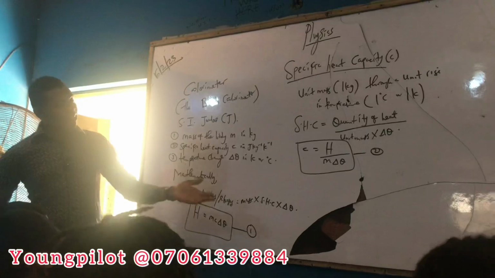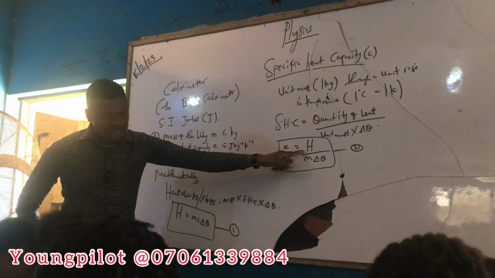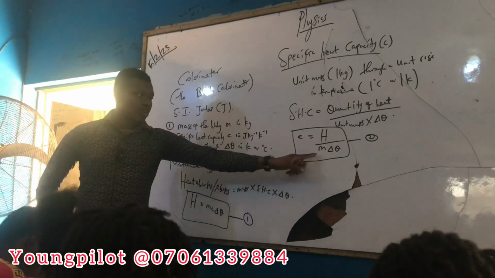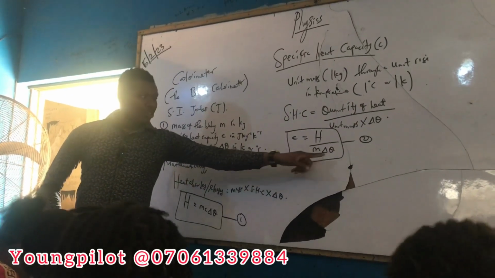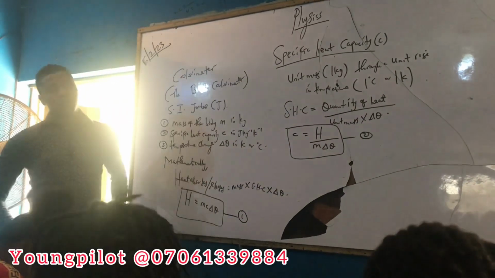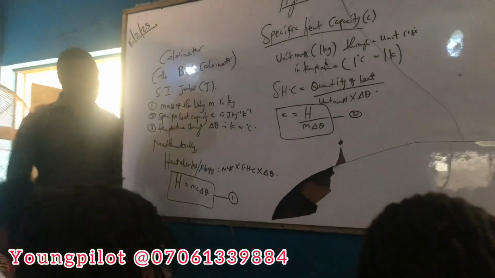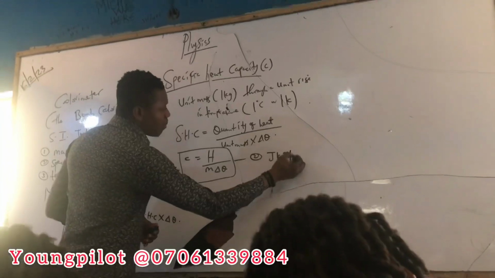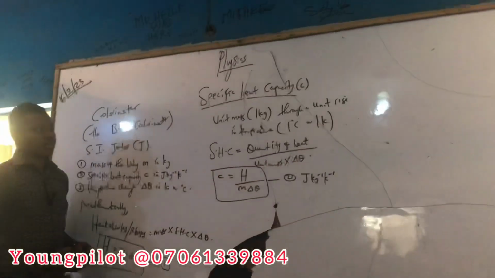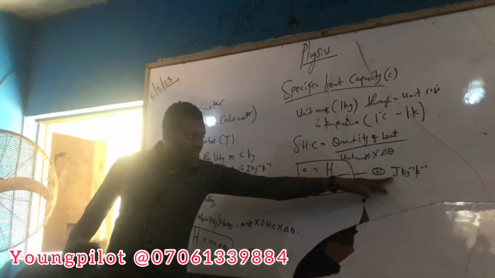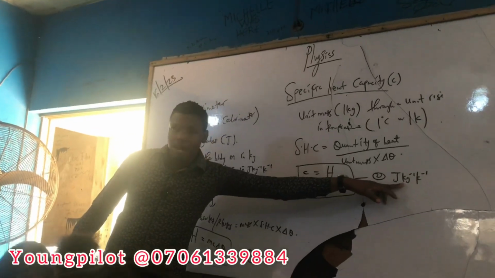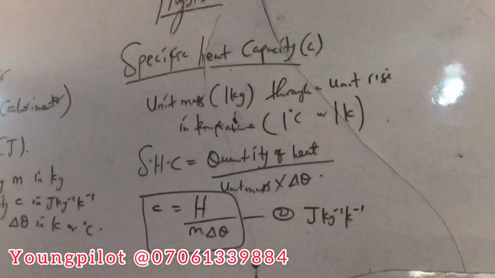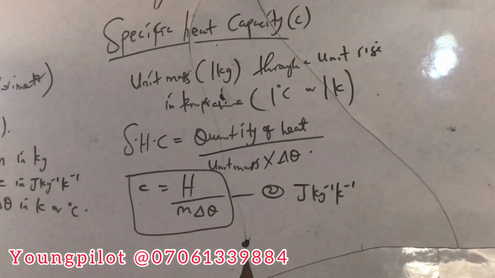So specific capacity is the quantity of heat, H, needed to raise a unit mass of that object per unit rise in temperature. And that was how we got the units: joules per kilogram per Kelvin. Joules for the heat, divided by kilogram for mass, divided by Kelvin for temperature. So that's the unit for specific capacity.